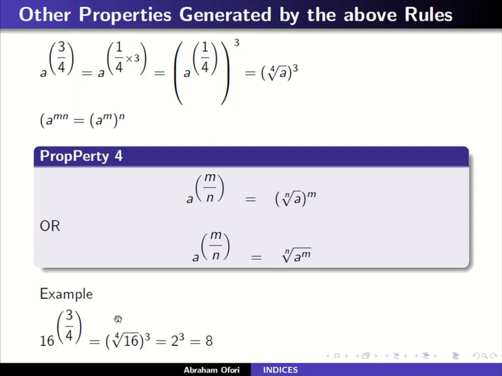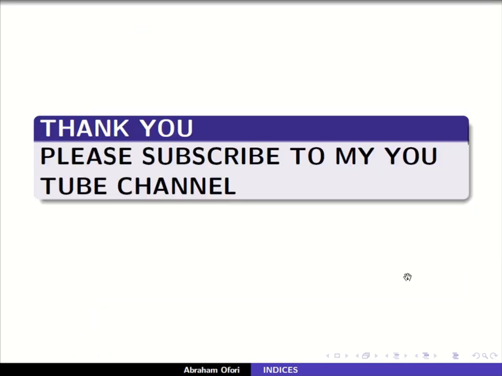So example is this. If I have 16 to the power 3 over 4, then this is the same as what? The fourth root of 16 all cubed. The fourth root of 16 is what? 2. And 2 cubed will give me what? 8. So this is very, very simple.